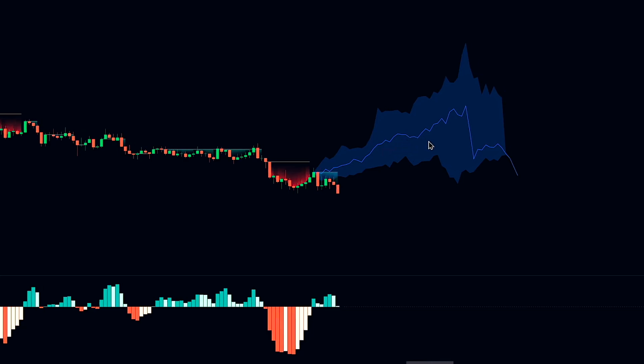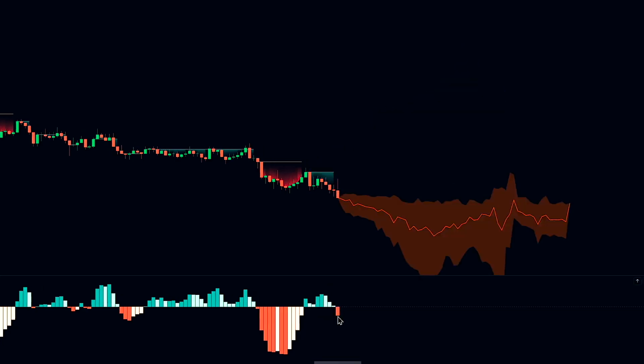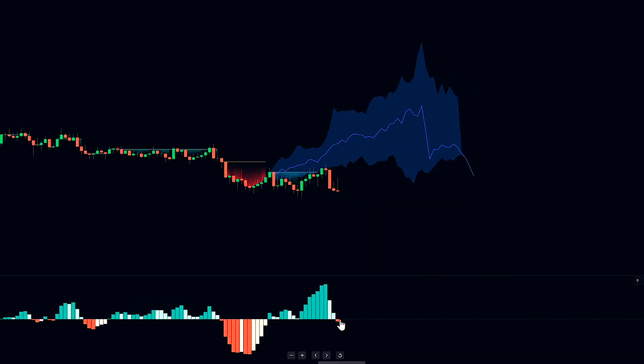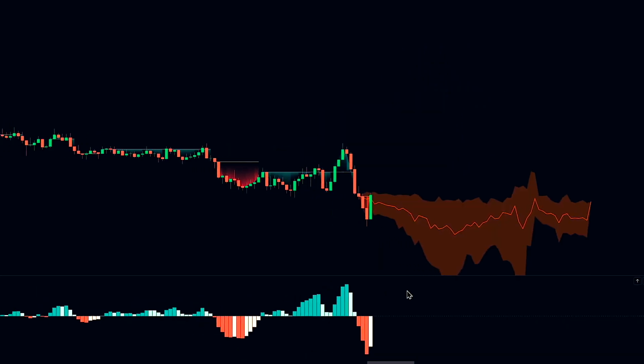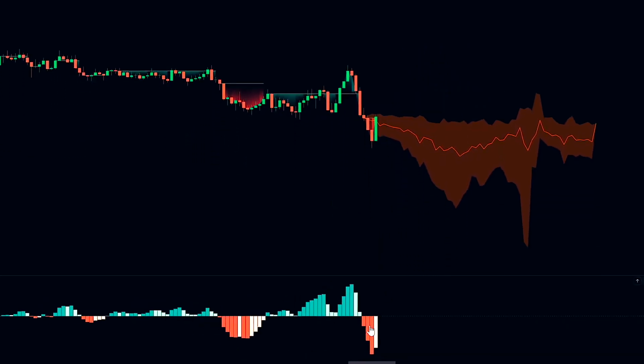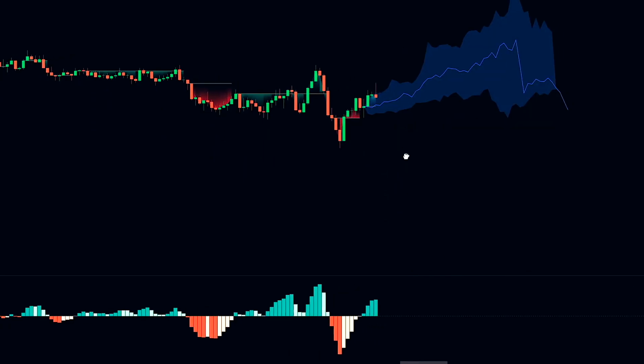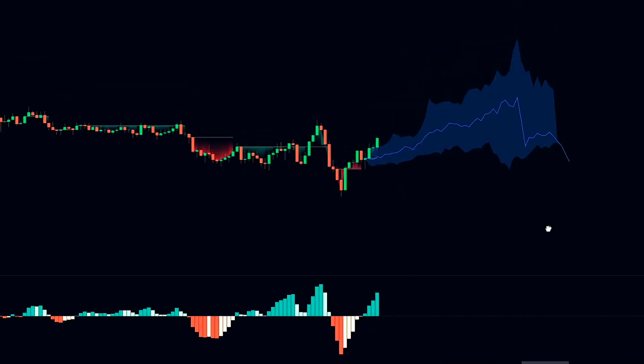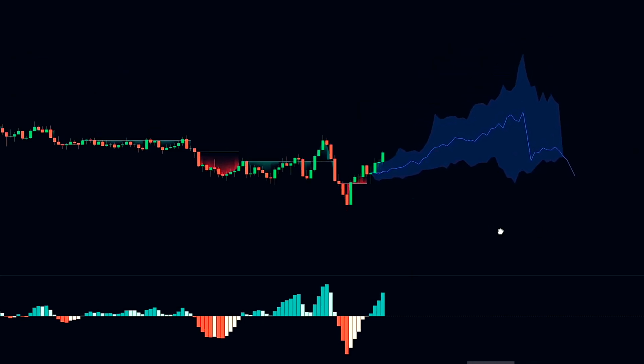That blue zone stays in place until the MACD histogram goes red again. And then we get another forecast, this time bearish, and so on and so on. To trade with this indicator effectively, we'll add two more indicators to our setup.